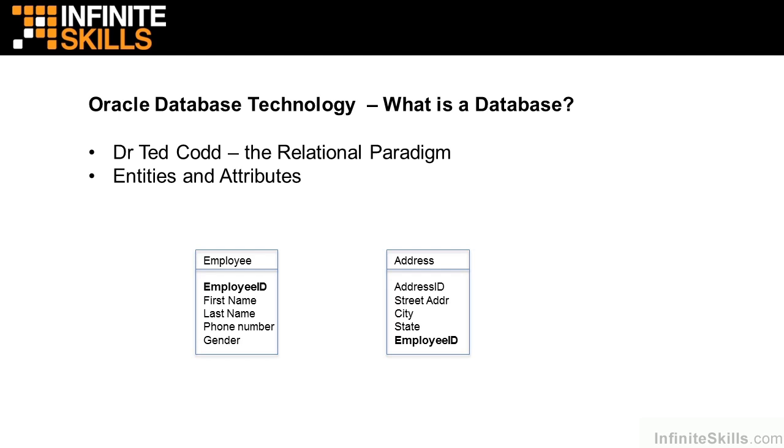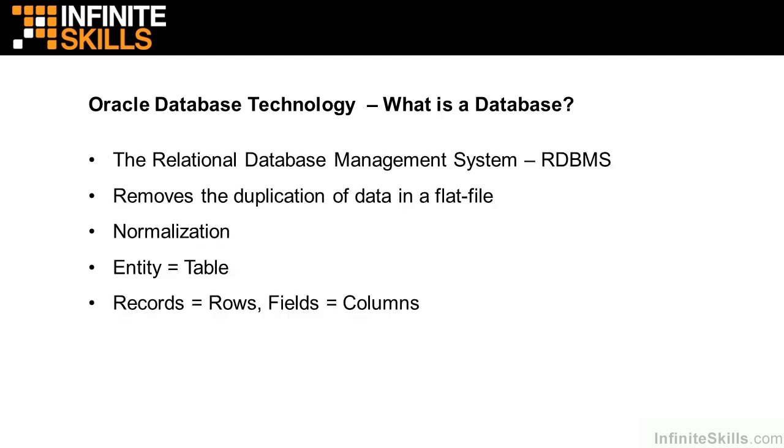So rather than combining numerous pieces of information together in the same structure, we instead separate them out into related pieces of information. Because both of these entities share a common piece of information, in this case, employee ID, they can be related. This type of database is known as an RDBMS, or Relational Database Management System. So why is this model better? The primary reason we use an RDBMS is the removal of duplicate data.